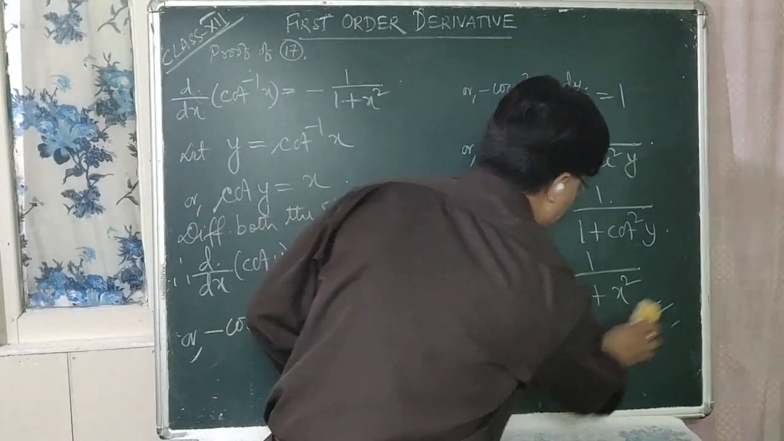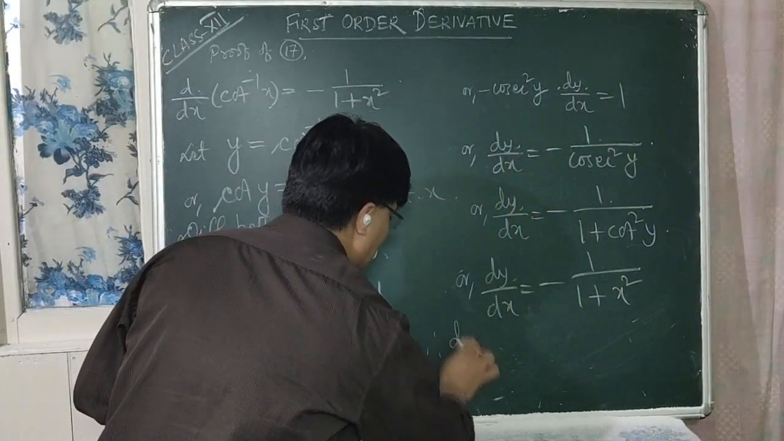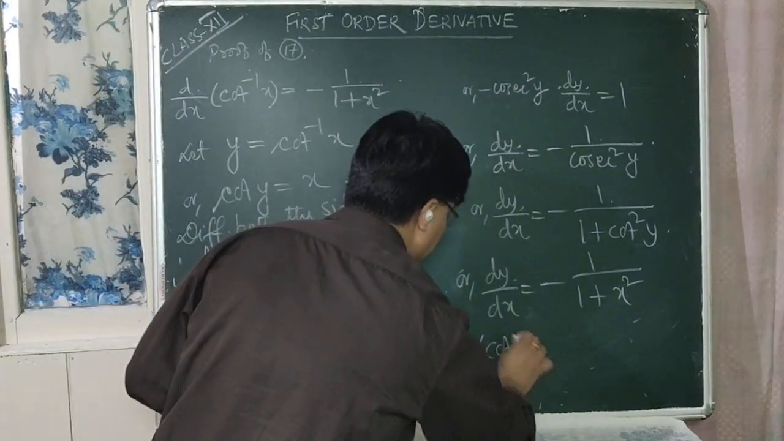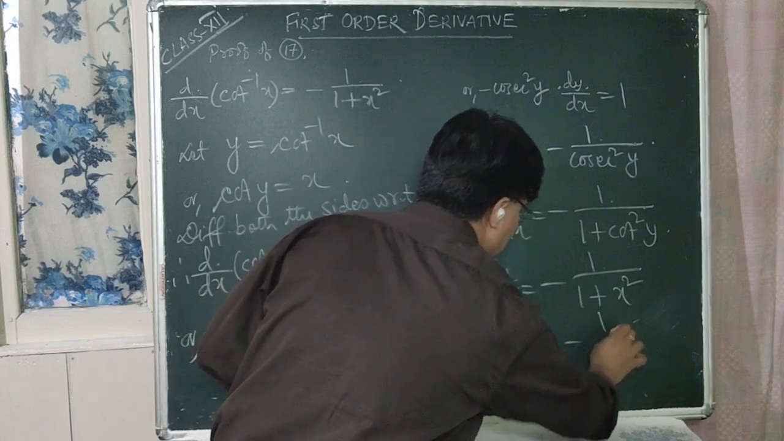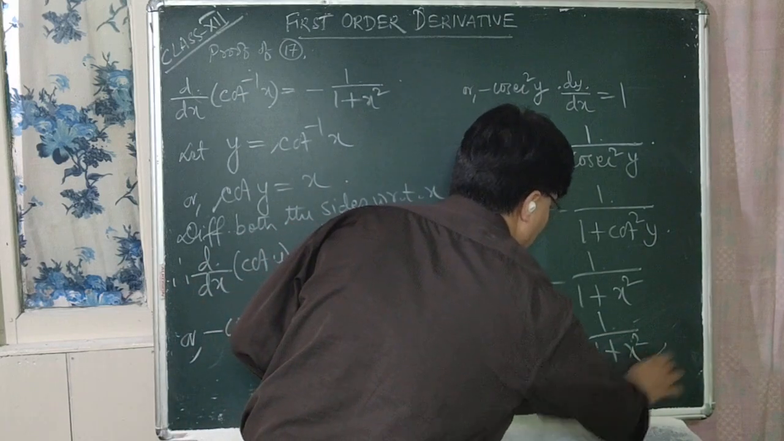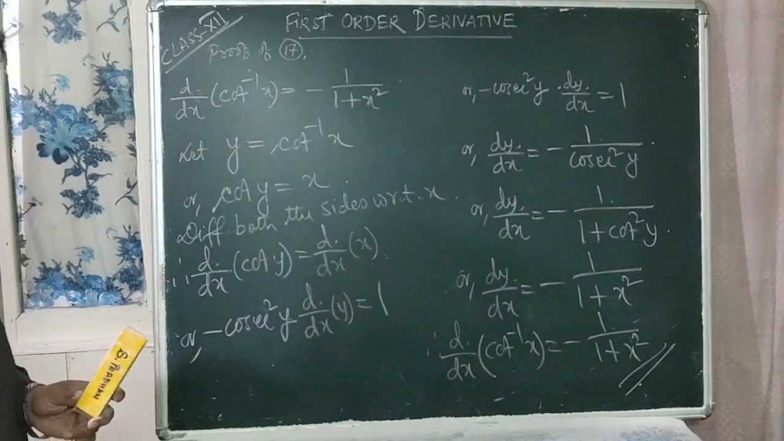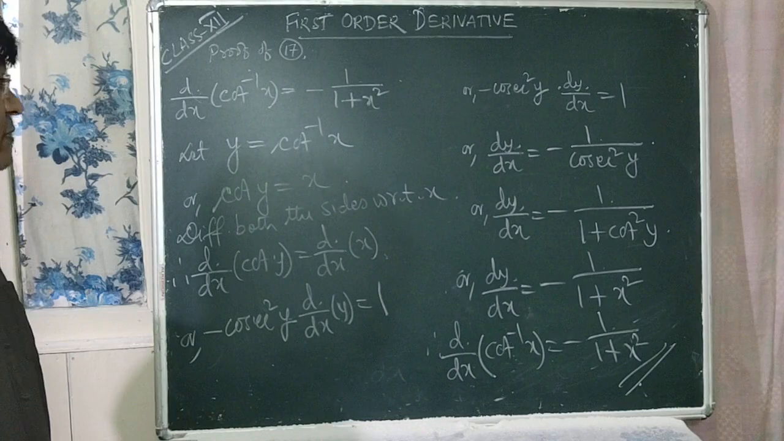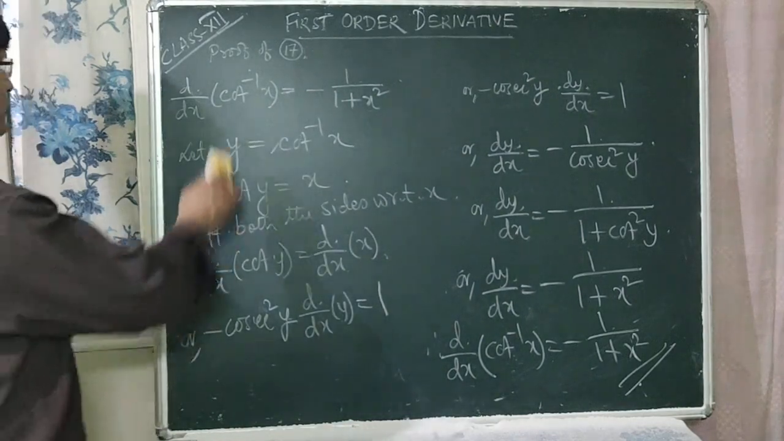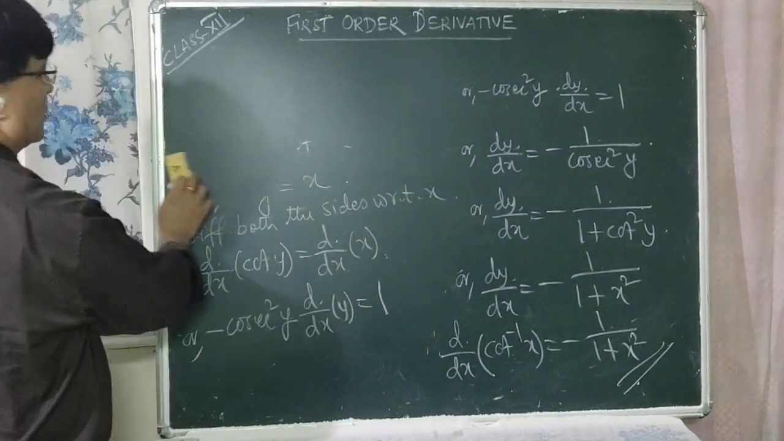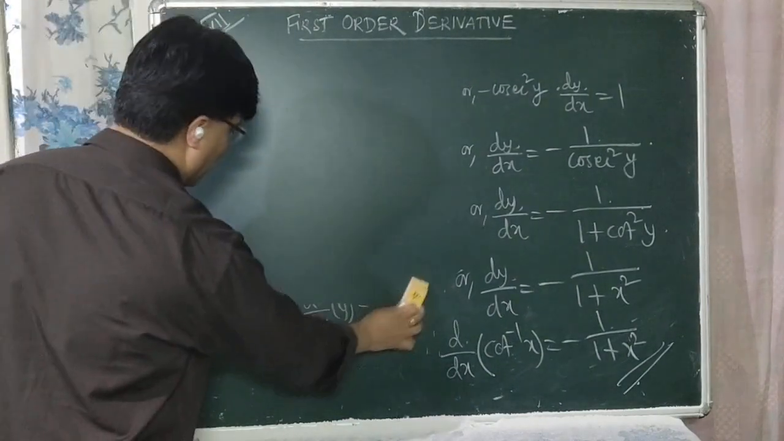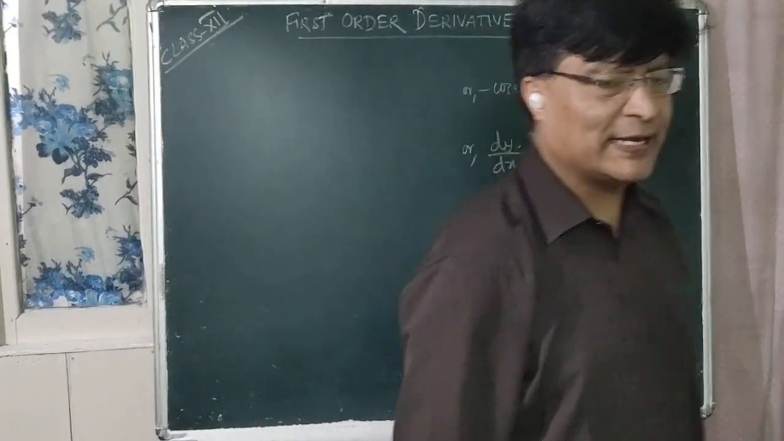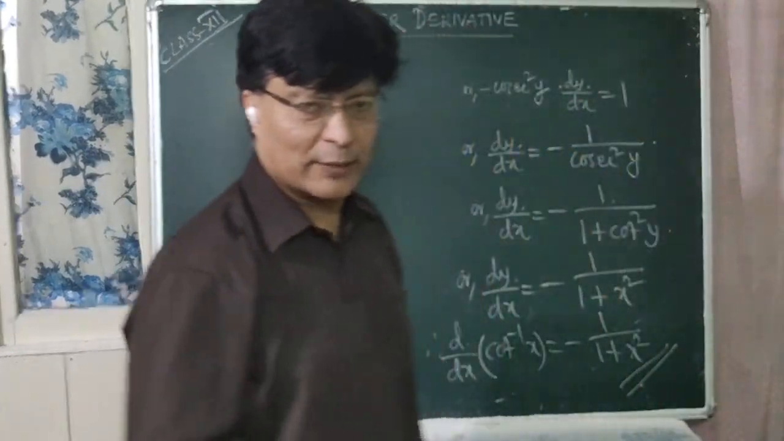Or you may write, therefore dy by dx of, so what is y here actually? It is cot inverse x is equal to minus 1 upon 1 plus x square. So it is proved. Is that understood? Similarly, you can do number 15 and 16. This was formula number 17. So you can do number 18 as homework. The 18 you can prove it at home.